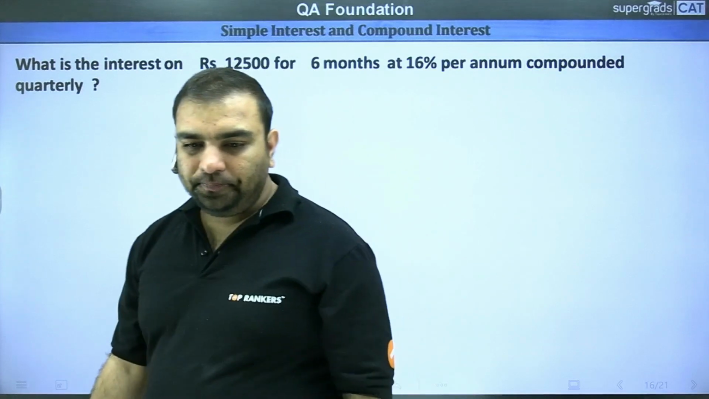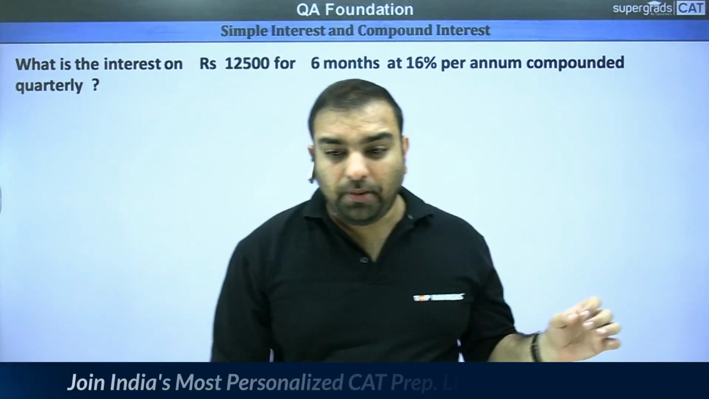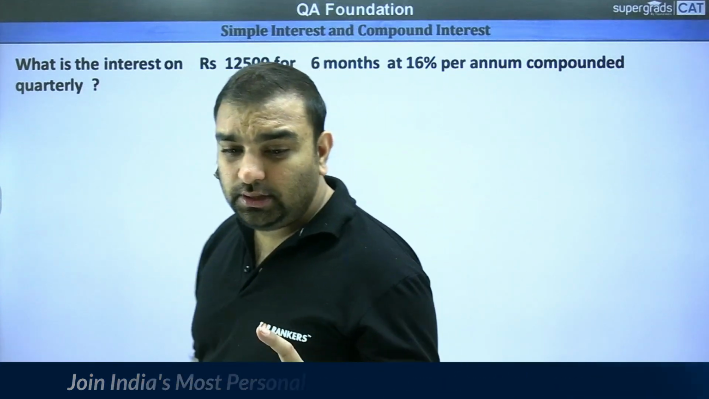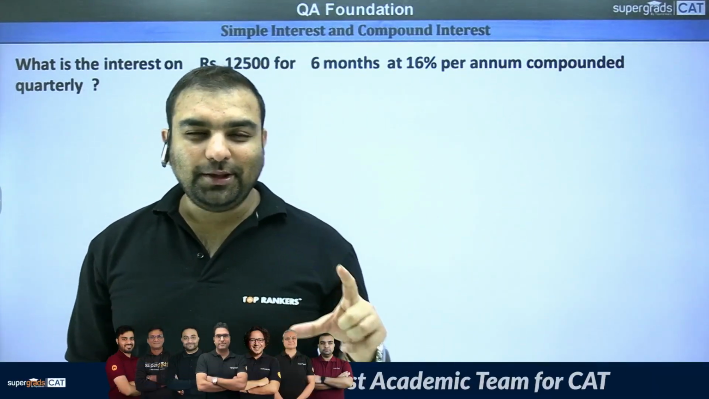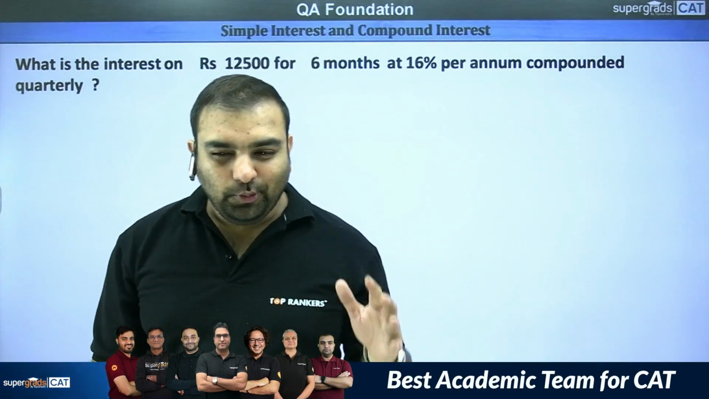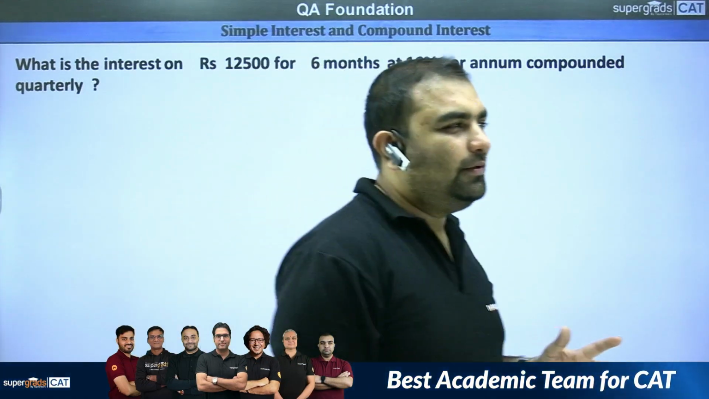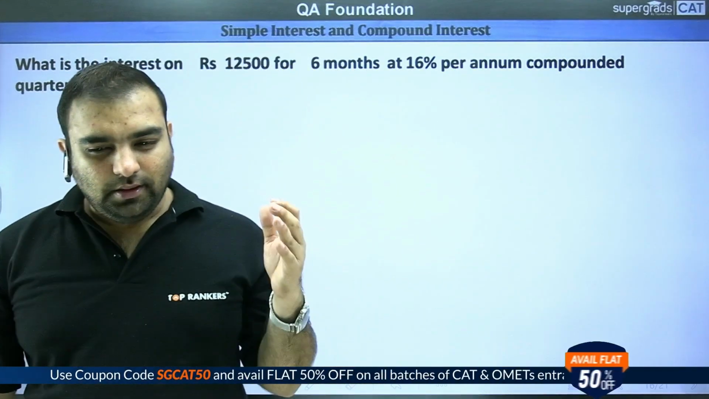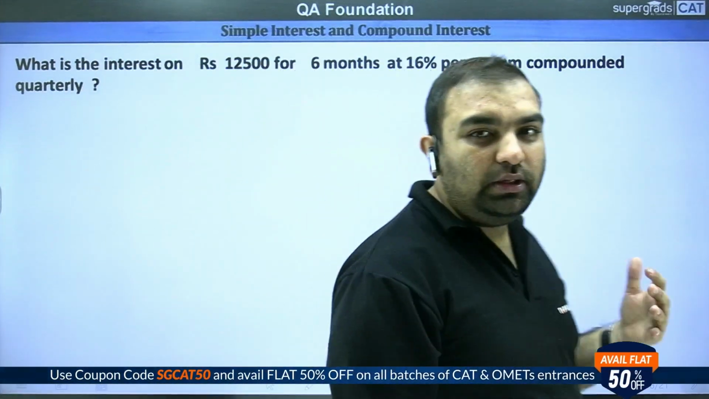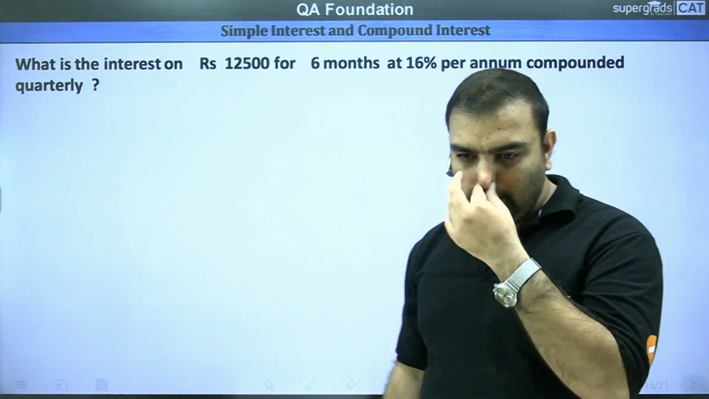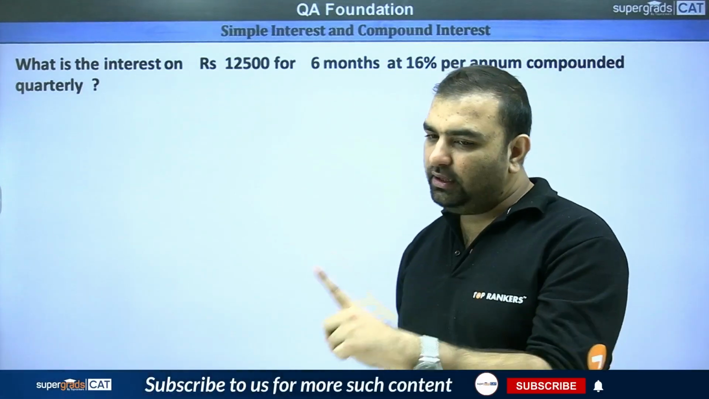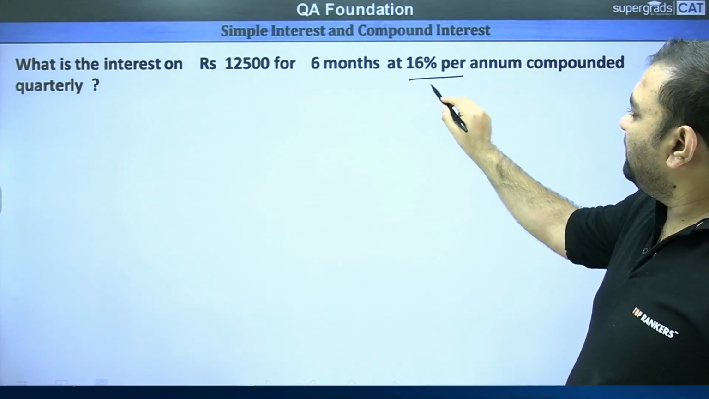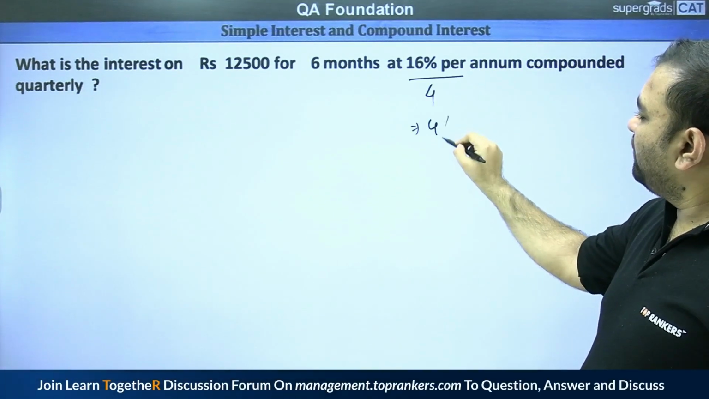16% per annum, compounding is done quarterly. First thing, एक साल में कितने क्वार्टर होते हैं? How many quarters in one year? So in 1 year there are 4 quarters: Q1, Q2, Q3, Q4. So your rate will become 1 by 4, 4% per quarter.